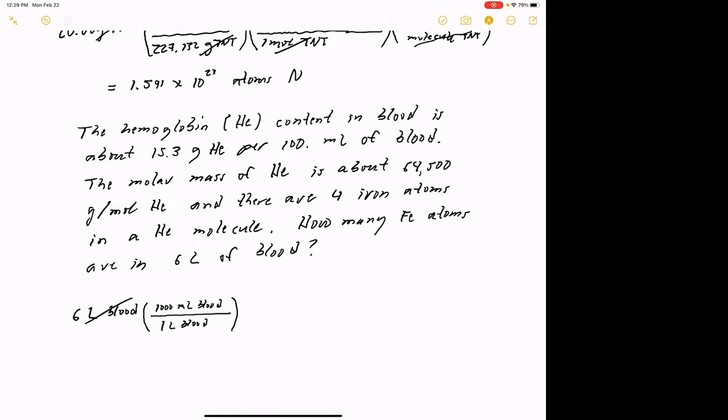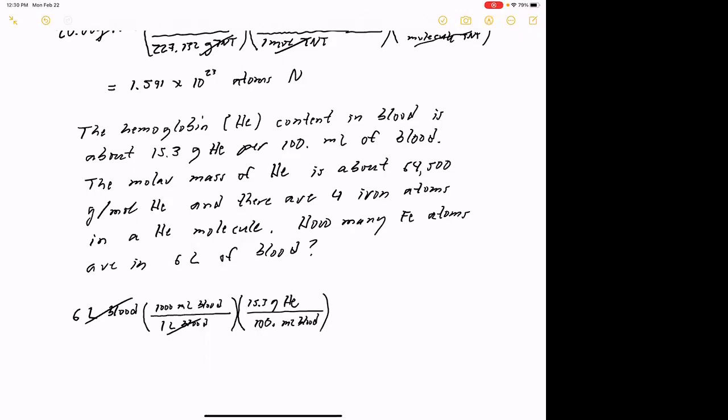Okay, so notice what happens. Liters of blood cancel with liters of blood. I'm left with milliliters of blood. Now I can use that concentration to get me to the mass of hemoglobin in the 6 liters. Okay, so I'm just going to multiply by that as a conversion factor. So I know that for every 100 milliliters of blood, again, keeping track of my sig figs there, it looks like I got 3 in that case, I'm going to have about 15.3 grams of hemoglobin, which I'll just represent as HE.